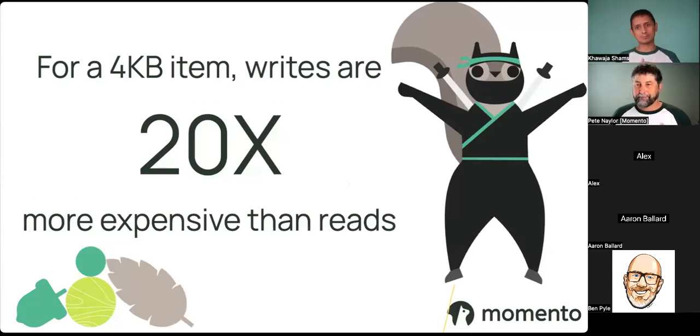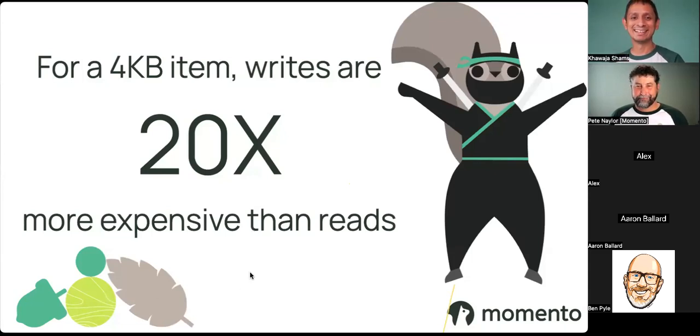So if you have, let's say, to keep things simple, a perfectly sized 4 kilobyte item, your writes are actually 20 times more expensive than reads, because for a quarter, you can read 1 million 4 kilobyte items. But each write will actually cost you 4 times as much, because writes are measured in 1 kilobyte increments, and then writes are 5 times as expensive. So it ends up being 20 times as expensive to write than it is to read. And Pete will always correct me anytime I bring this number out.